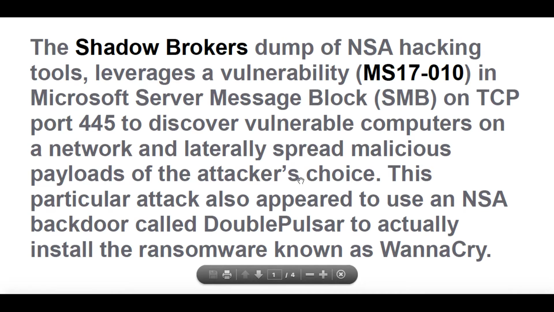As you can see, one more thing: this particular attack also appeared to use an NSA backdoor, called DoublePulsar, to actually install the ransomware known as WannaCry. So they used this particular backdoor, which is named DoublePulsar.